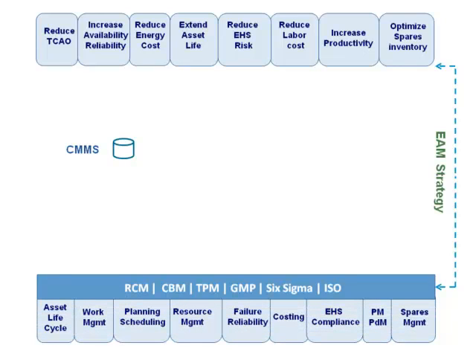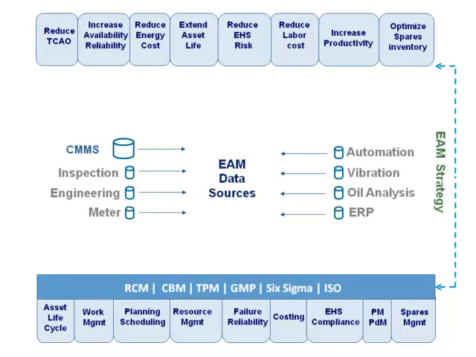So in general, we all are managing these subject matters like asset life cycle, work management, planning, scheduling, resource management, failure, reliability, costing, spare parts management, etc. So most of these subject matters are handled by the CMMS system. Also, there are other data sources which are related to EAM or asset-related data. Sometimes we store inspection data within CMMS, and sometimes it may be outside CMMS. Similarly, there could be engineering, there could be automation, vibration, etc.